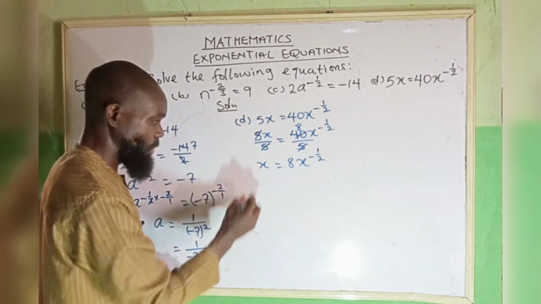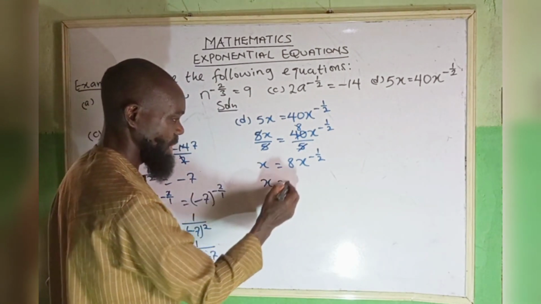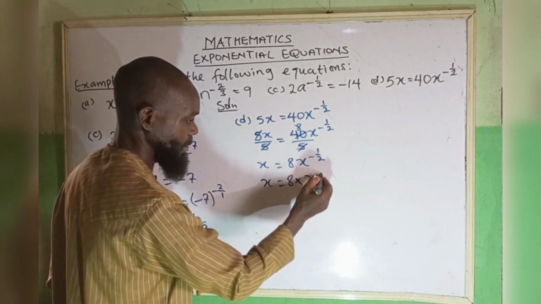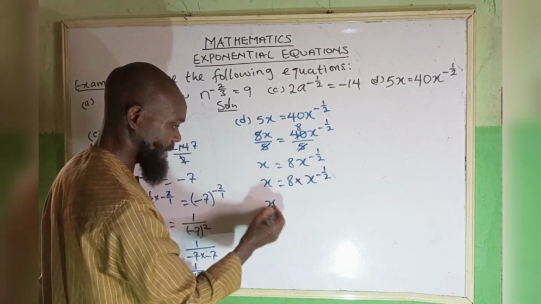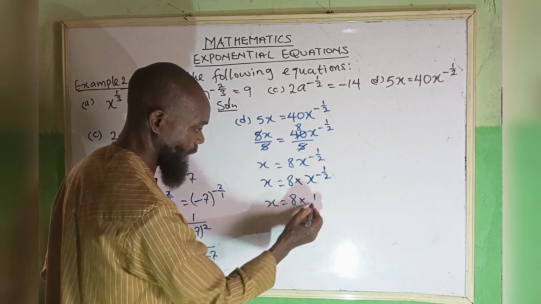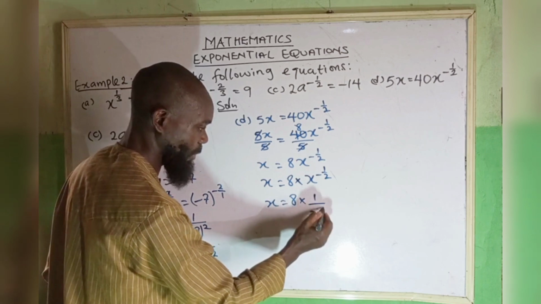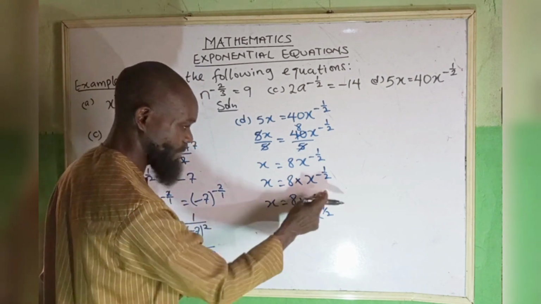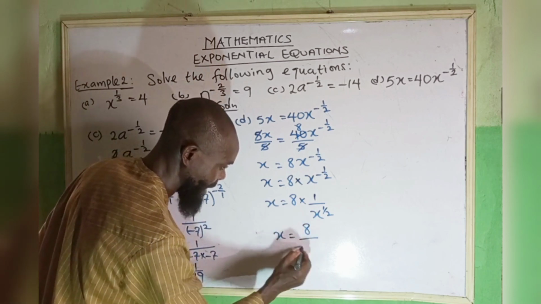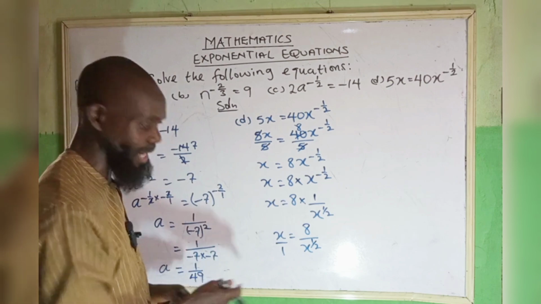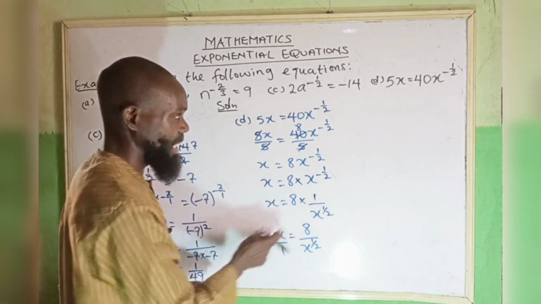Okay, let me do it this way. x is equal to 8 multiplied by x to power minus 1 over 2. So x is equal to 8 multiplied by, this minus changes to 1 over x to power 1 over 2. So we have x is equal to 8 times 1, 8 over x to power 1 over 2. Let me see over 1 here. For me, I can cross multiply. x will come and make x.